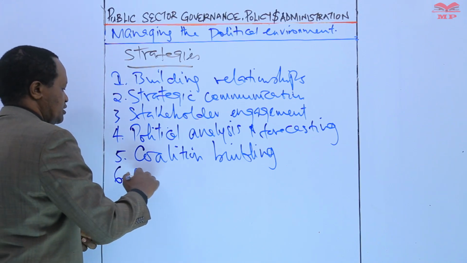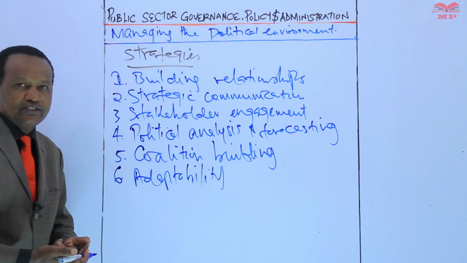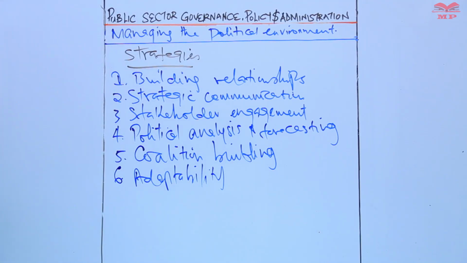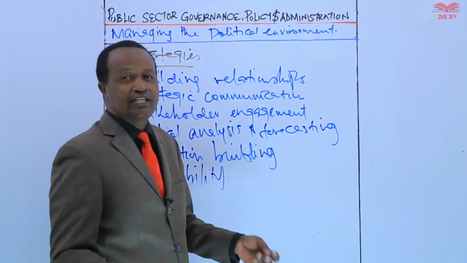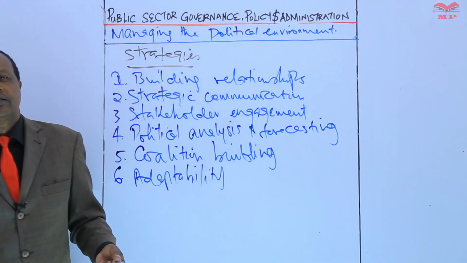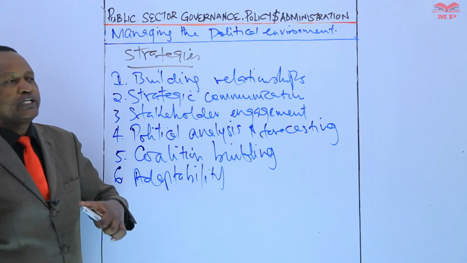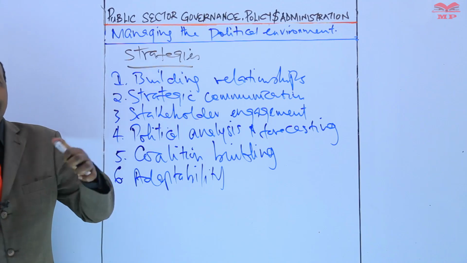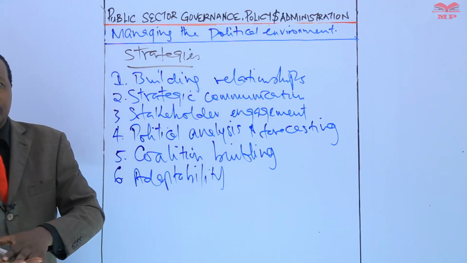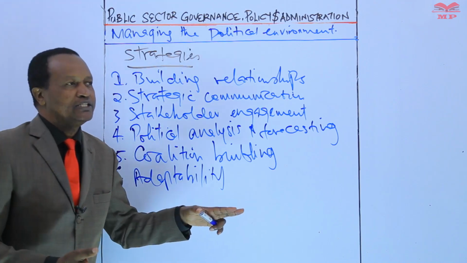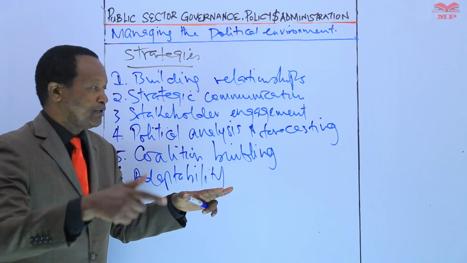Six, adaptability and flexibility. The political environment, we know, candidates, is constantly changing, just like any other thing. Nothing remains constant, including the political environment. It keeps on evolving. And public administrators must be adaptable and flexible. And this adaptability and flexibility is required in the approach that is taken by public administrators.